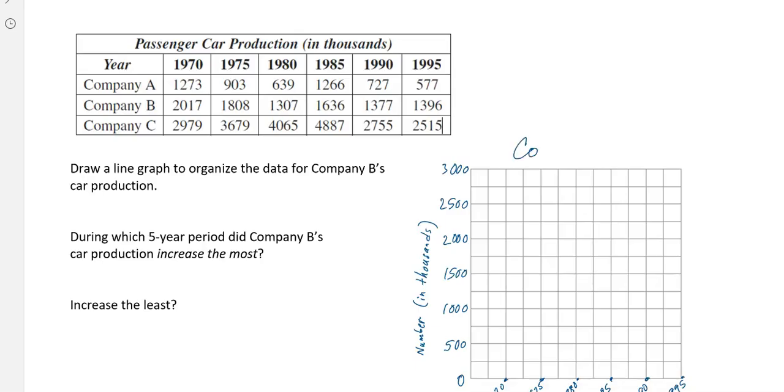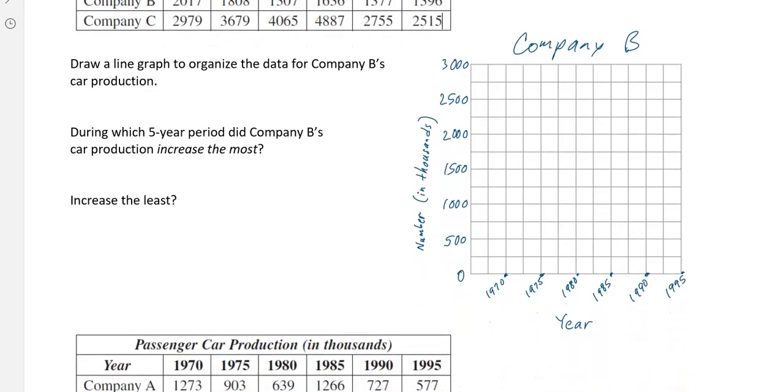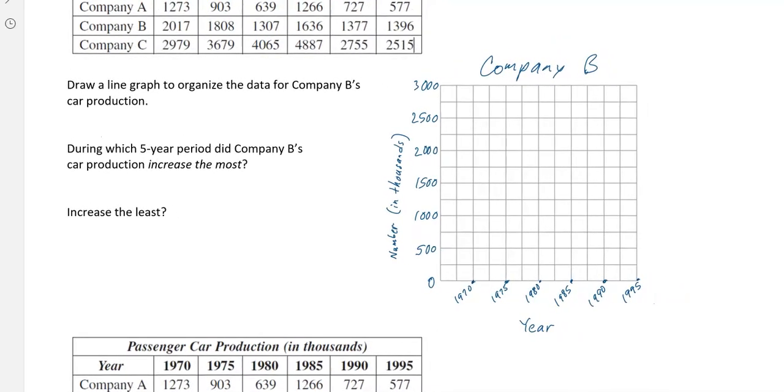I didn't write it down. Company B. Okay, now I already made the graph for you. You're going to need some graph paper, so if you don't have graph paper, it might be hard to make your own, but I'll have some for you in class if you need it. So let's go with Company B.